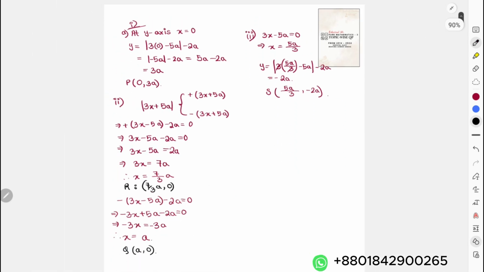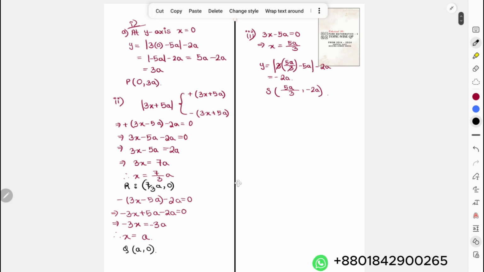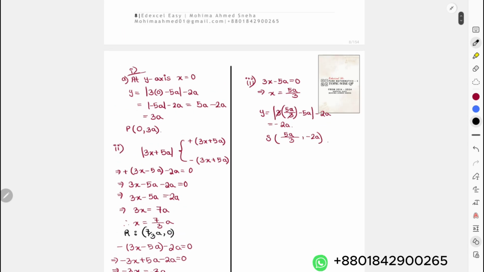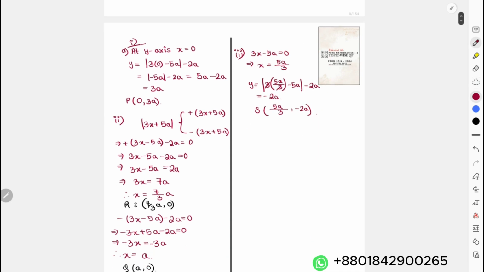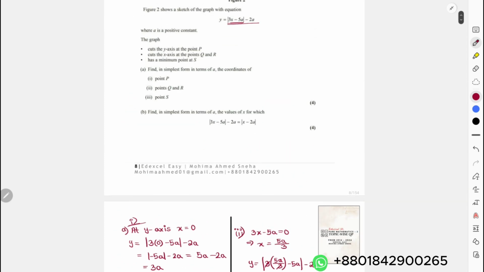I will just separate the maths over here using a line. Okay, now we're done with your part A. This was part A 1, 2, 3. Now moving on to part B.